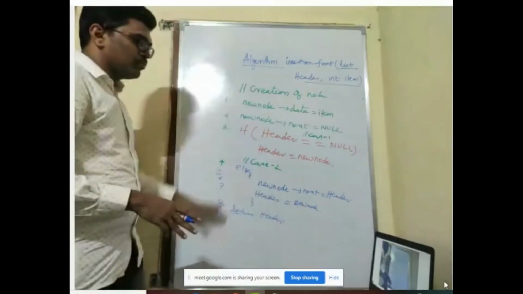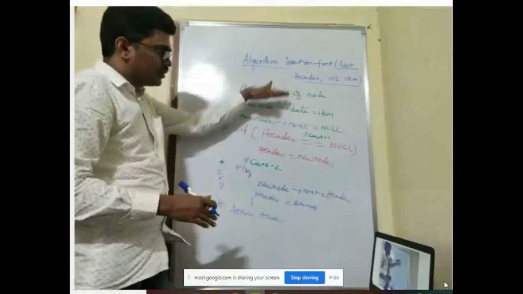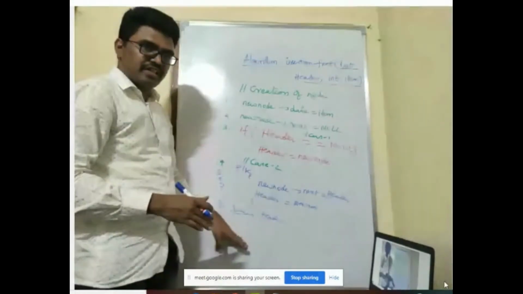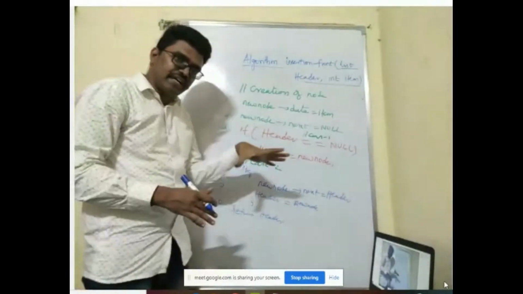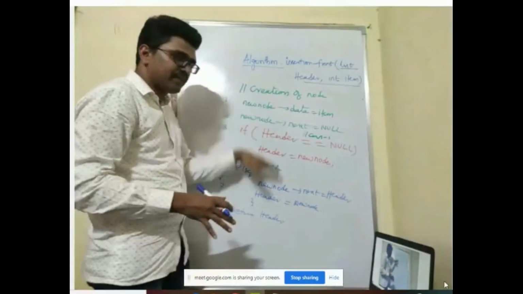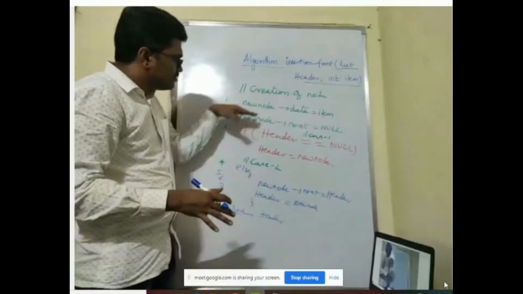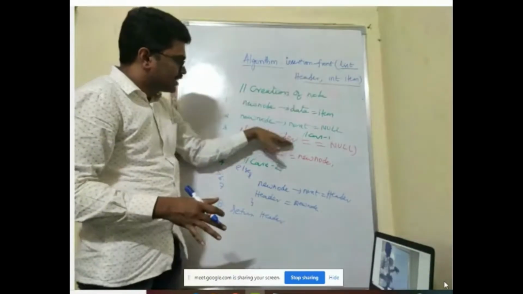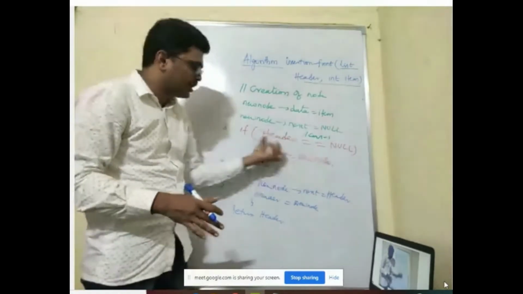So this is about the algorithm. Theoretically we have seen, and you have converted it to an algorithm. Those who are feeling difficulty with programming, I have simplified this. Now this is what you are going to do. You have created the new node. You are checking whether the list is empty. If the list is empty, you are inserting the new node as the header node.